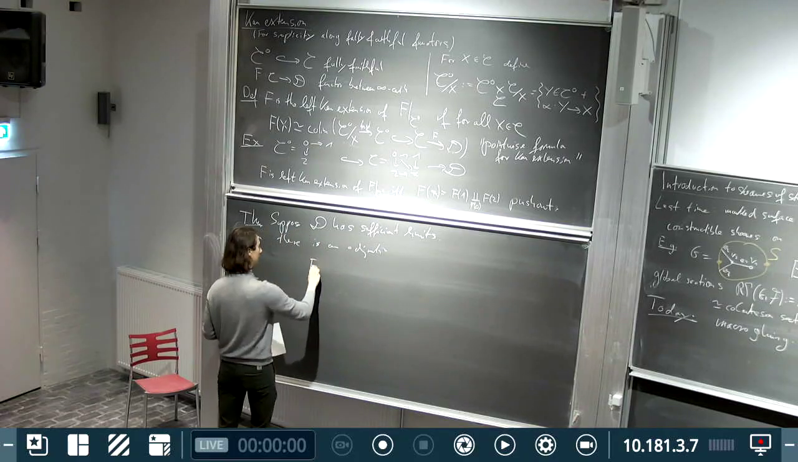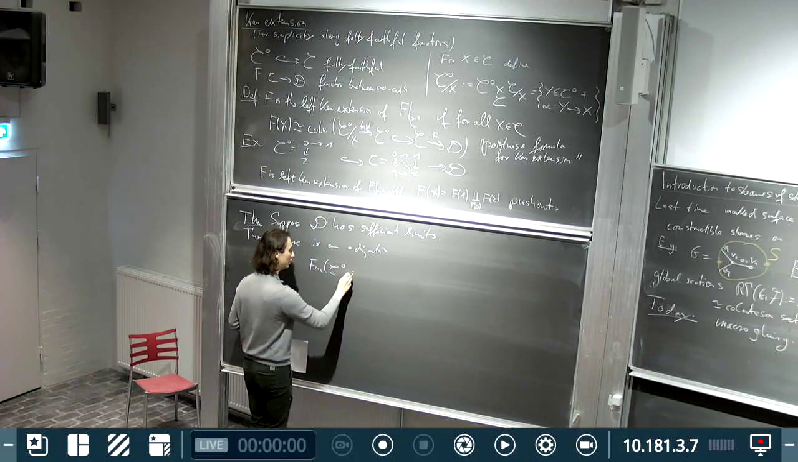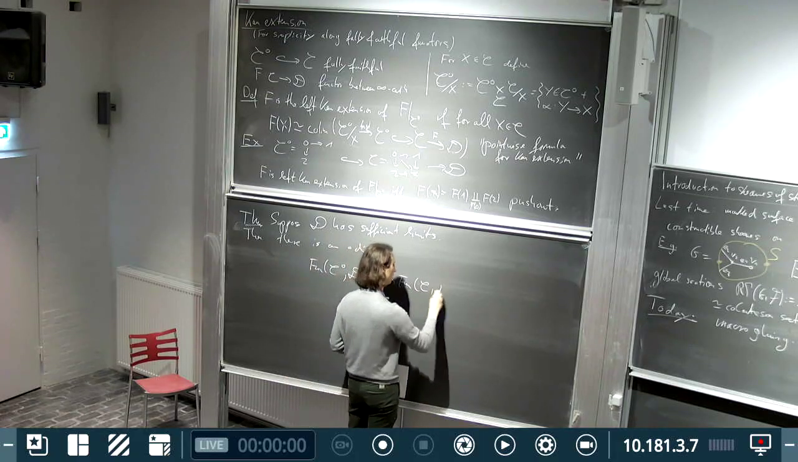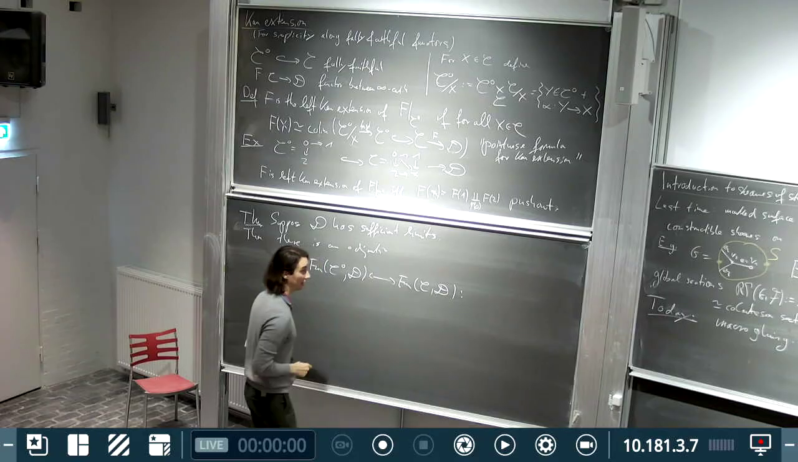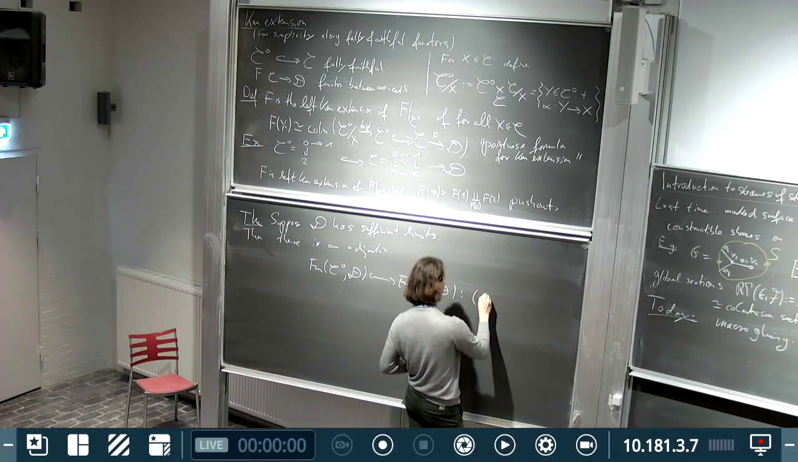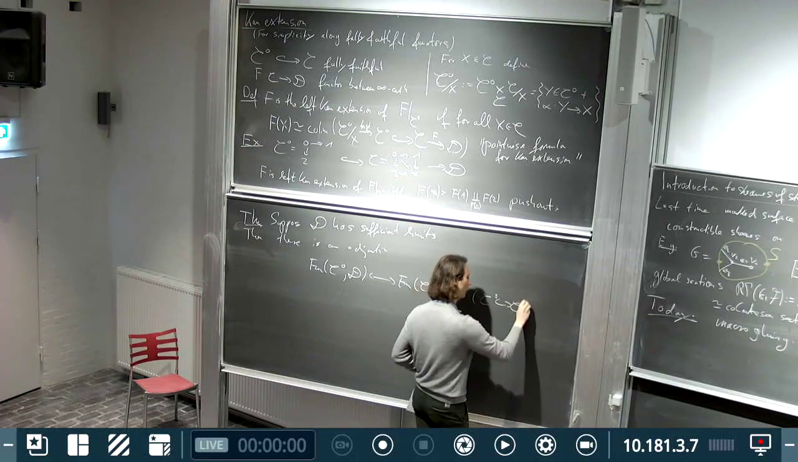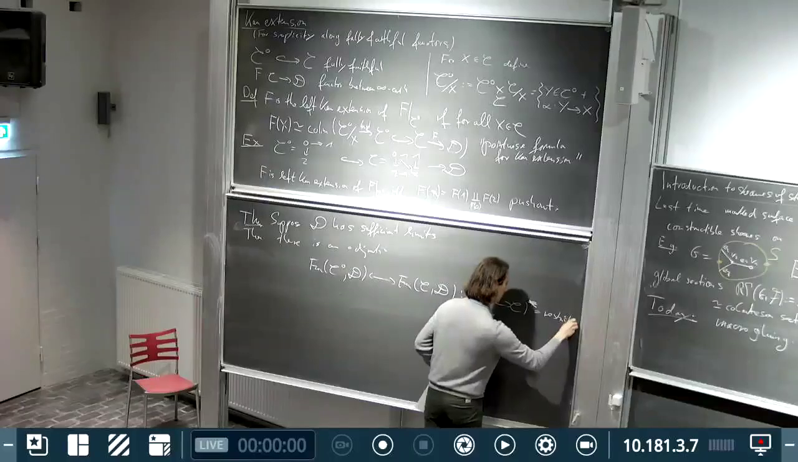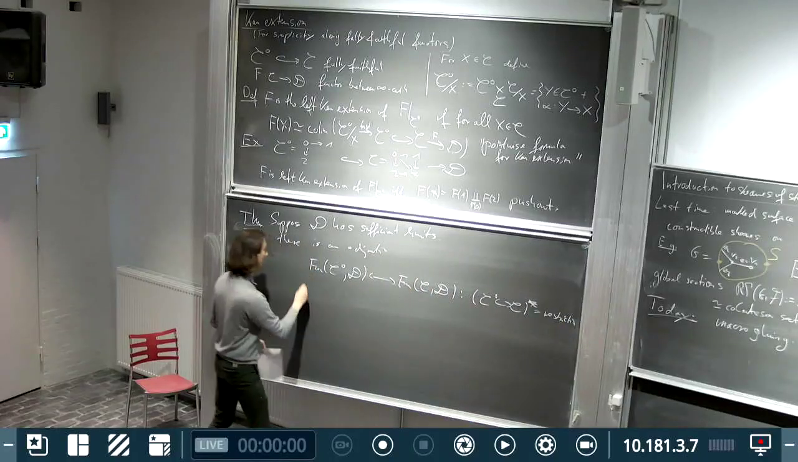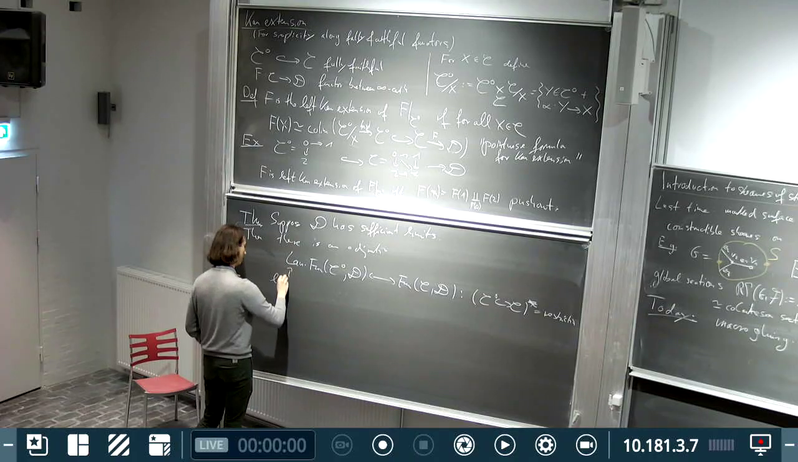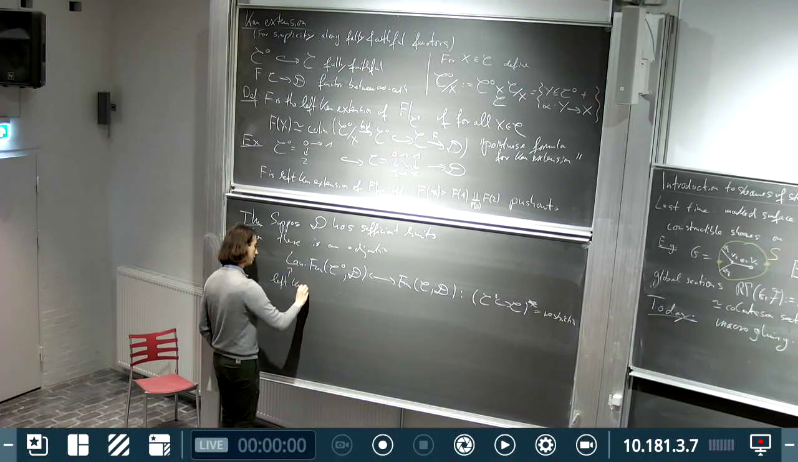Between functors from C0 to D and functors from C to D, where this is restriction. So you take the inclusion of C0 into C and you pull back. Restriction. And the left adjoint is left Kan extension.